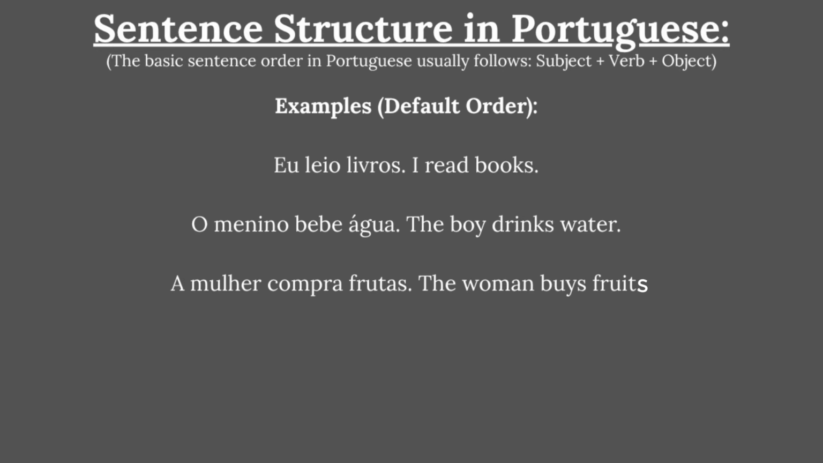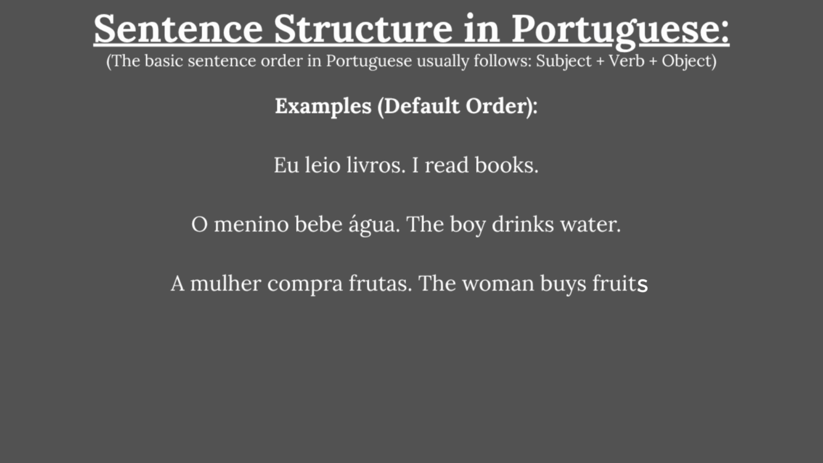Sentence structure and word order in Portuguese are generally simple, but some nuances exist. Like English, Portuguese typically follows a subject, a verb, and an object, like Eu leio livros, O menino bebe água, A mulher compra frutas.